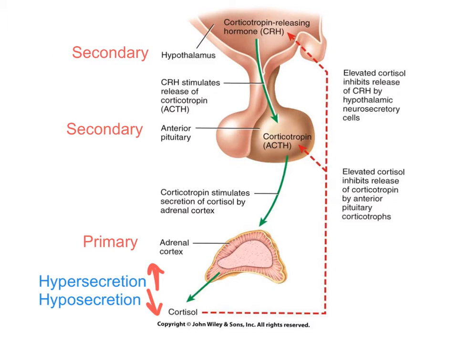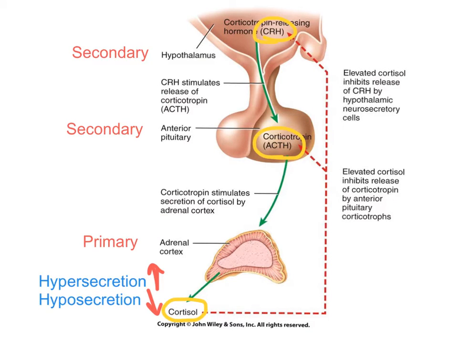So let's quickly review the hormones that are secreted from these glands. First of all, the hypothalamus is going to be releasing CRH. The anterior pituitary is releasing ACTH, and then the adrenal cortex itself is releasing cortisol.